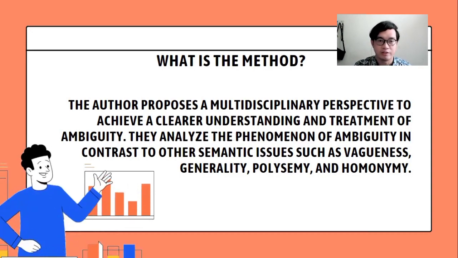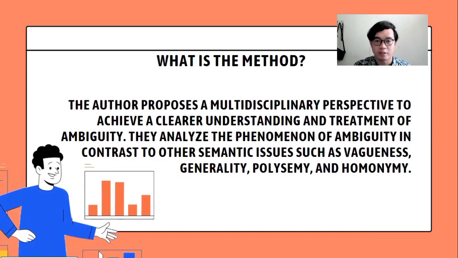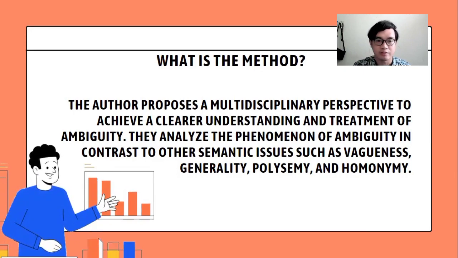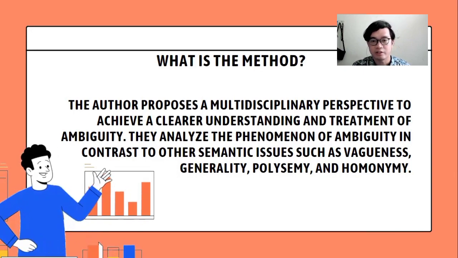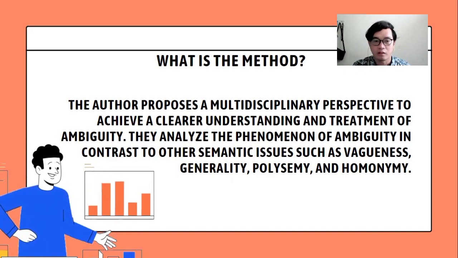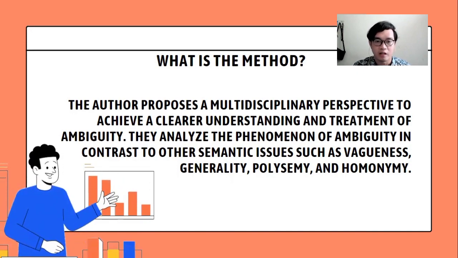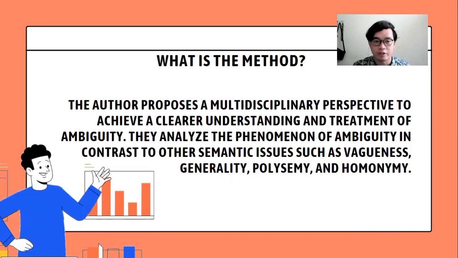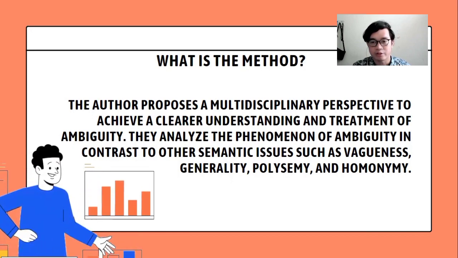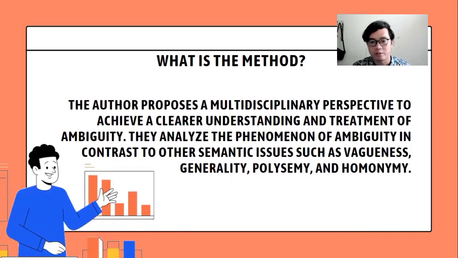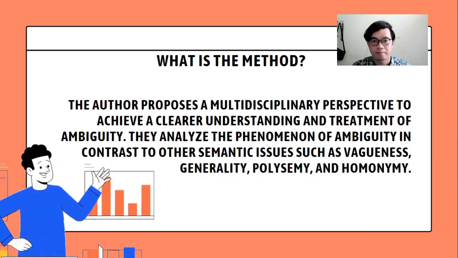What is the method? The author proposed a multidisciplinary perspective to achieve a clearer understanding and treatment of ambiguity. They analyze the phenomenon of ambiguity in contrast to semantic phenomena such as vagueness, generality, positioning, and meaning.